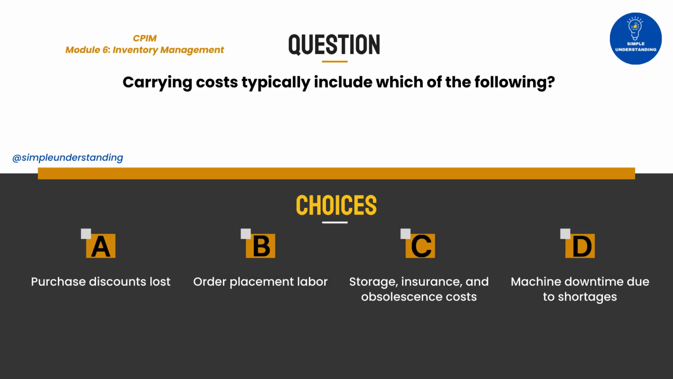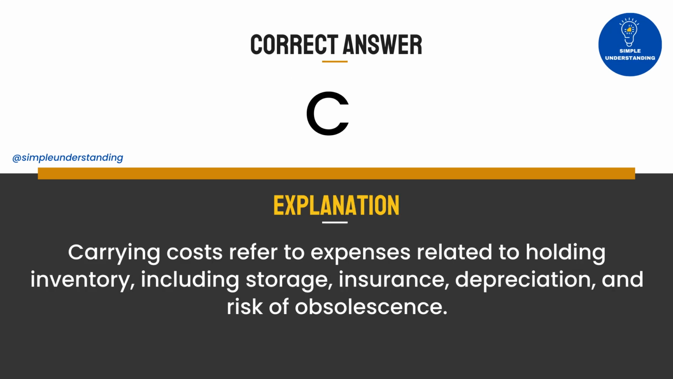Question 3. Carrying costs typically include which of the following? A. Purchase discounts lost. B. Order placement labor. C. Storage, insurance, and obsolescence costs. D. Machine downtime due to shortages. Correct answer, C. Explanation. Carrying costs refer to expenses related to holding inventory, including storage, insurance, depreciation, and risk of obsolescence.